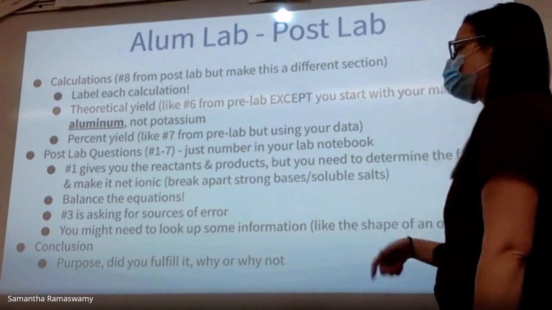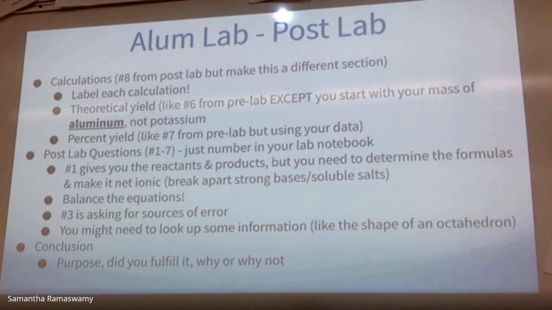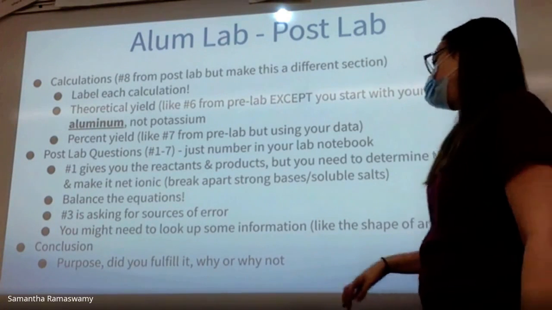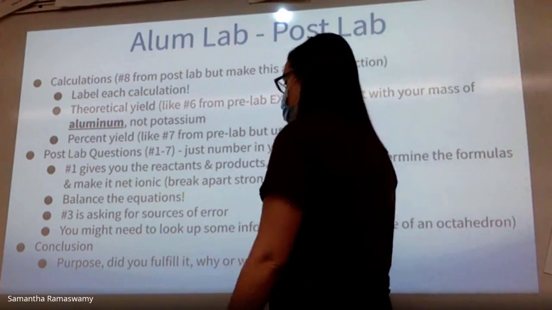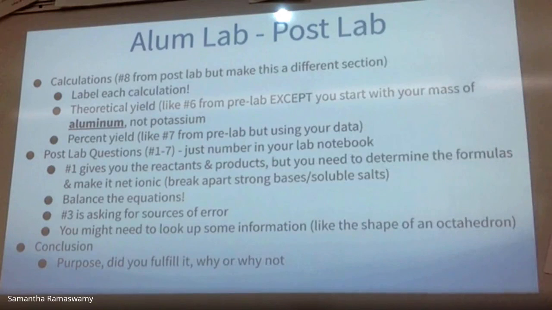Number 3 is asking for sources of error. So number 3 of the post lab is just asking, why did you not collect 100% of the crystals? So what sources of error did you maybe have? If you're not sure, think about what could have happened. Did you get all the crystals out of the beaker yesterday when you filtered? Right, things like that. Did some splash out? Some of the post-lab questions you might need to look up, like the shape of an octahedron, if you're not sure what it looks like. And then conclusion: purpose, did you fulfill it, why or why not?